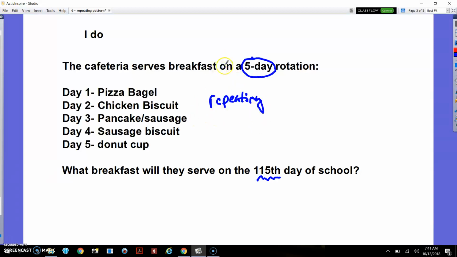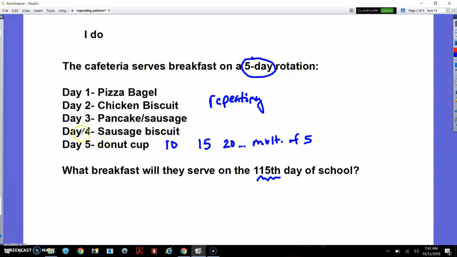What that tells me is, since it's a 5-day rotation, I can use the multiples of 5 to figure out the answer. I know day 5 is going to be a donut cup, so is day 10, so is day 15, and so is day 20, and so on. All the multiples of 5 are going to be donut cup days. I can't do that with 1, 2, 3, and 4. All I can tell is that the multiples of 5 are going to be the donut cup.